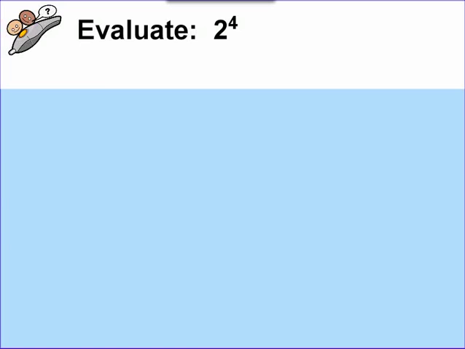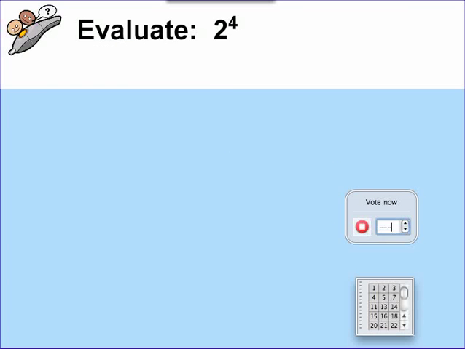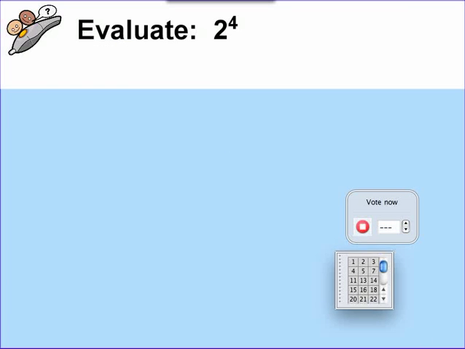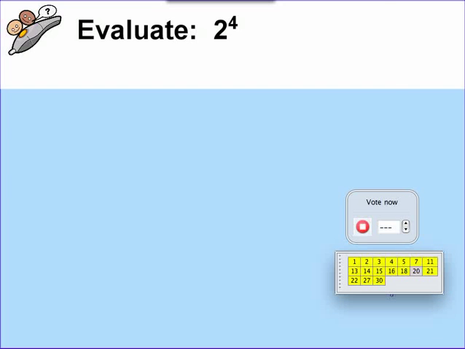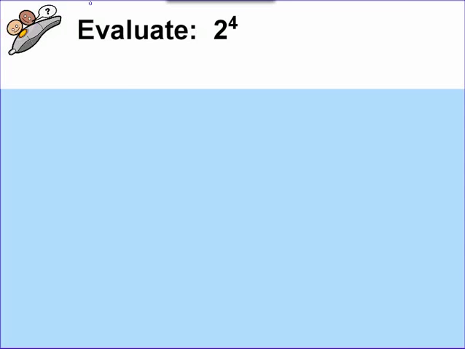Okay, so here you go. Evaluate 2 to the 4th, folks. We'll see that 2 to the 4th is 16. Very good. Now remember, 2 to the 4th means 2 times 2 times 2 times 2, 4 times, which gives me a total of 16.